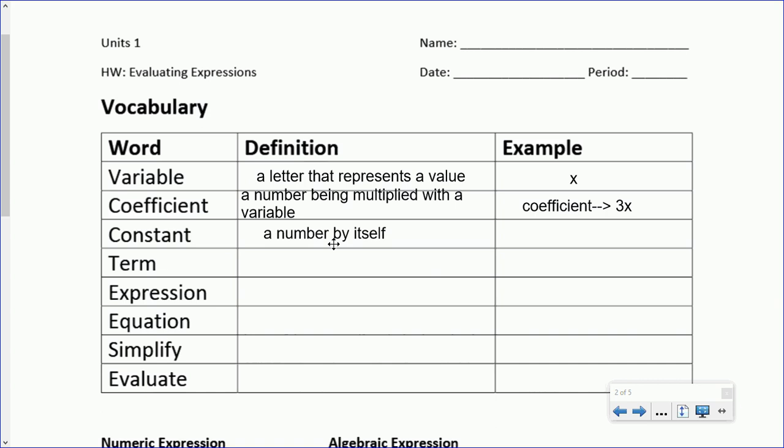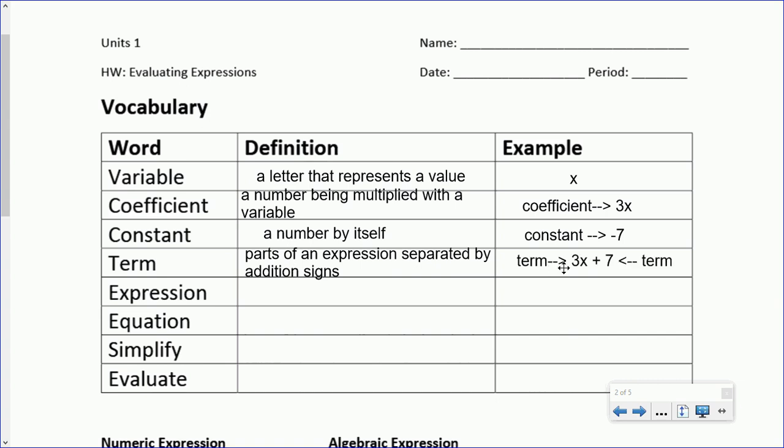Our constant is a number by itself, so it isn't influenced by a variable at all. It might be added or subtracted with it, but it doesn't have a variable within its own self. So -7 is by itself, it's a constant. A term is the part of the expressions that are separated by addition signs. So, for example, if we put all of it together, 3x is a term because it's all one thing, and 7 is a term because it's one thing.